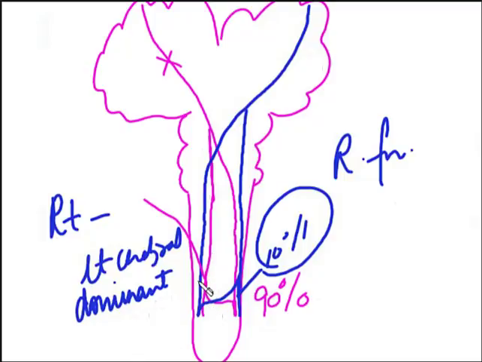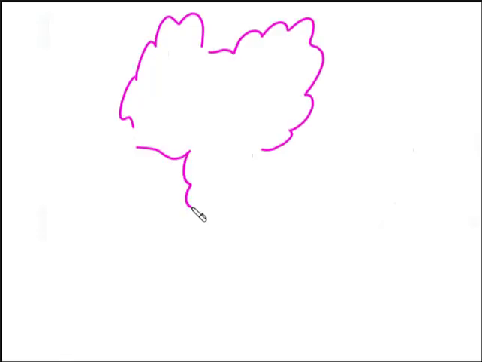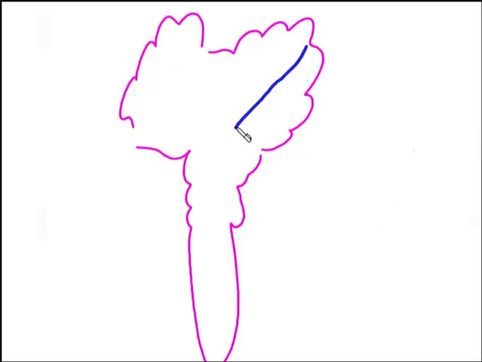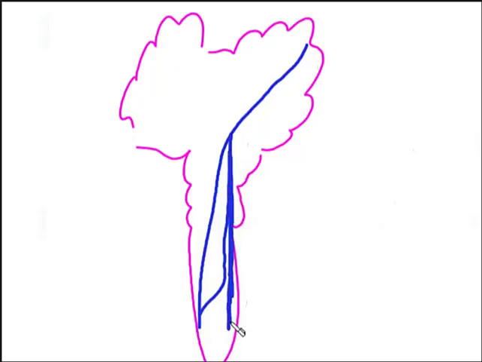And again, let me just draw this to show you again. In right-handed individuals, I said the left cerebral hemisphere was more dominant. So this crosses over, and I'm just going to show this as thick. This remains on the same side.